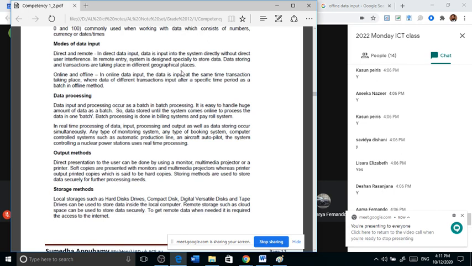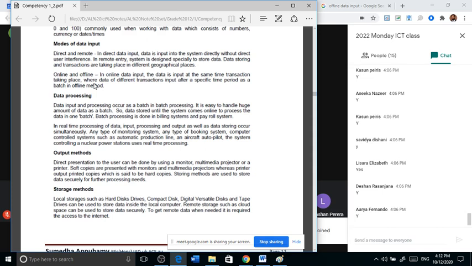Online and offline. In online data input the data is input at the same time, transaction taking place. As I said, hotel reservation or whatever things you are doing online with alibaba.com or some other site like igman.lk, you are going to do a transaction. At the same time you are entering data, when you click a button it will take the necessary transaction. So in online data input, the data is input at the same time the transaction is taking place.